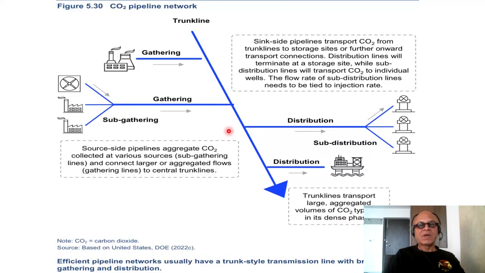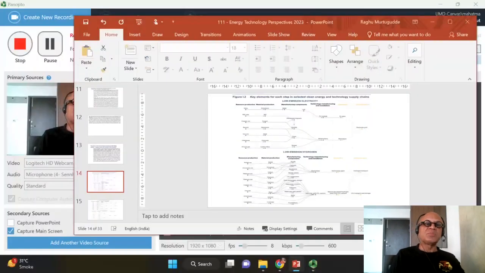This is the CO2 pipeline network, like the H2 pipeline: gathering, sub-gathering, distribution, and then trunk lines transporting large aggregated volumes of CO2, typically in its dense phase. So efficient pipeline networks usually have a trunk-style transmission line with branches for gathering and distribution. Again, these are future visions, optimistic visions in terms of relying on technological promises.